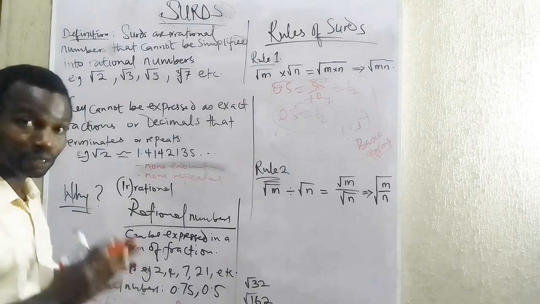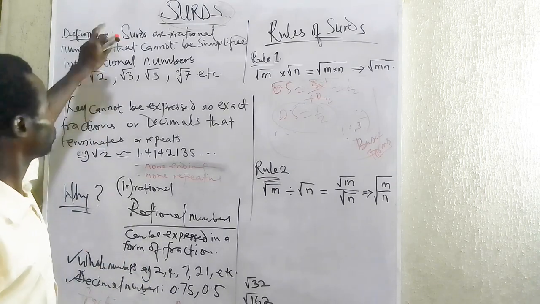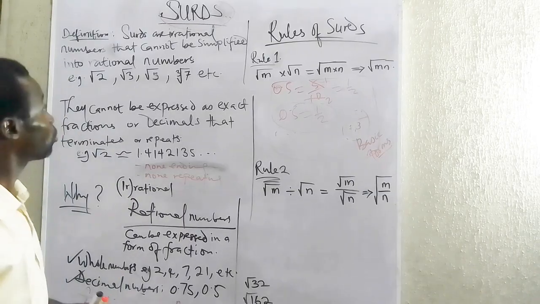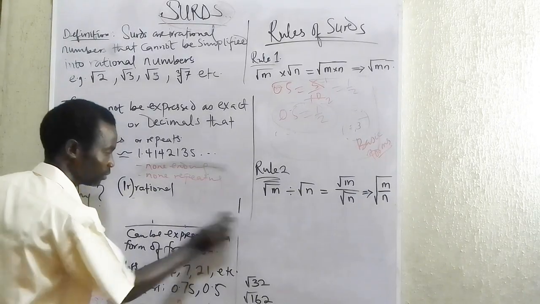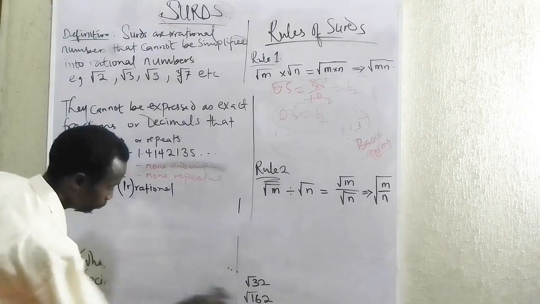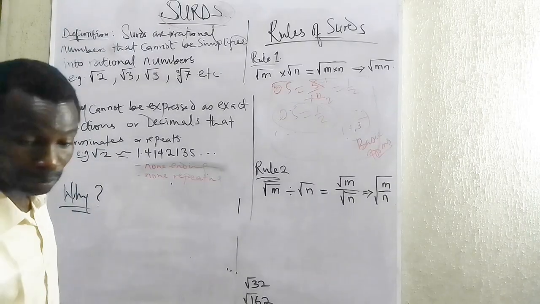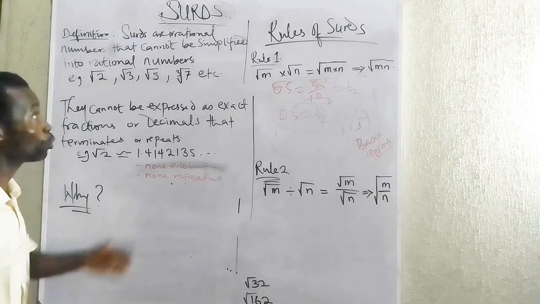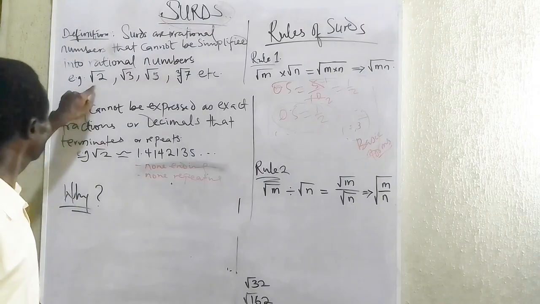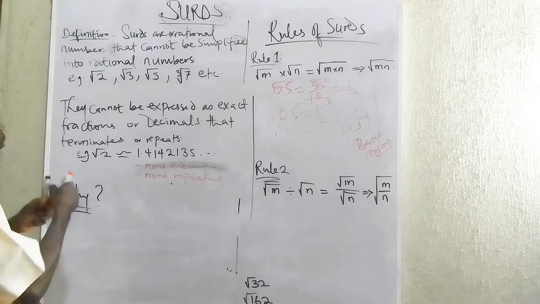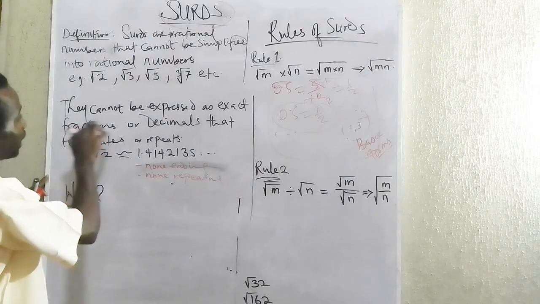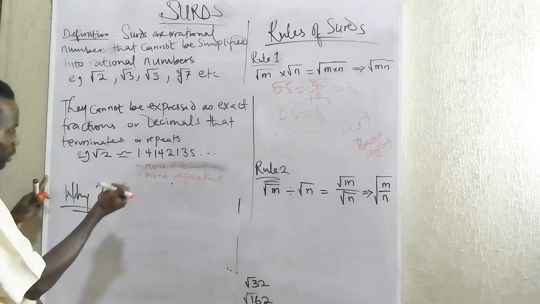Now, that is just by the way. I was trying to explain surds. I said surds are numbers that cannot be simplified into rational numbers. For example, look at this example. Now, 2 cannot be expressed like these.